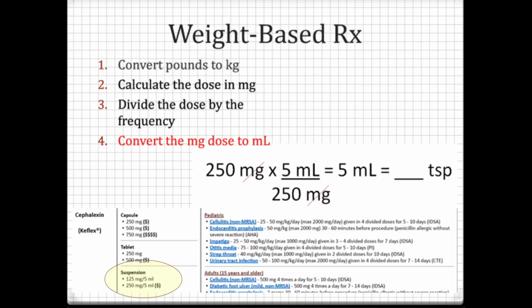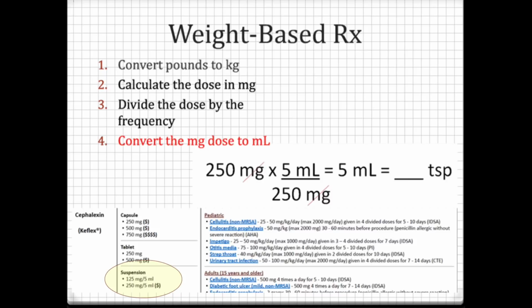If I use the higher concentration, which is 250 milligrams, the patient will need 5 mLs, which is how many teaspoons? 1. 1 teaspoon 3 times per day. If I had used the 125 milligrams per 5 mL concentration, my patient would have to take not 1, but 2 teaspoons of the medication 3 times per day in order to get the same amount in his system.